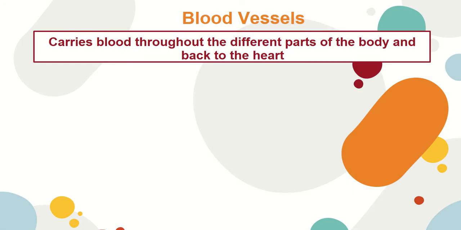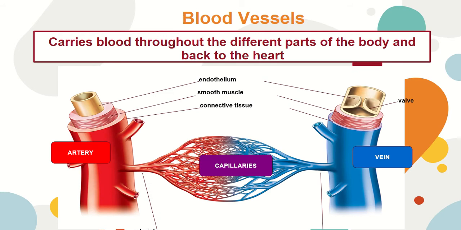Now let's talk about blood vessels. Blood vessels carry blood throughout the different parts of the body and back to the heart. We have three types of blood vessels: arteries, capillaries, and veins.